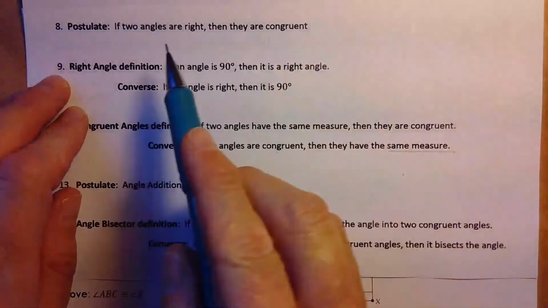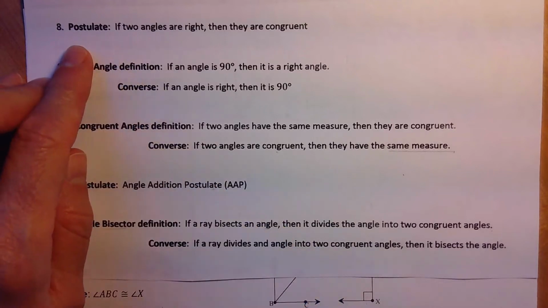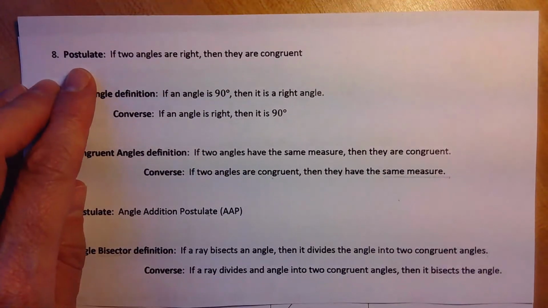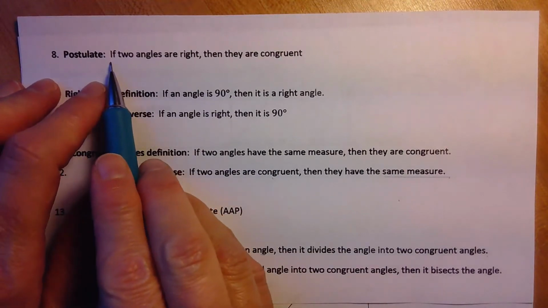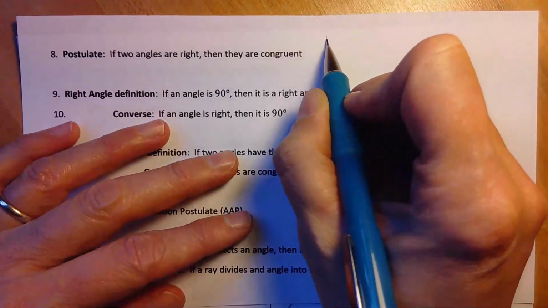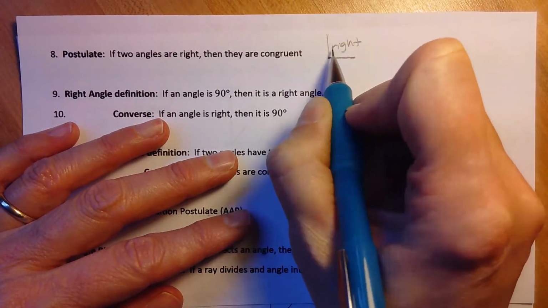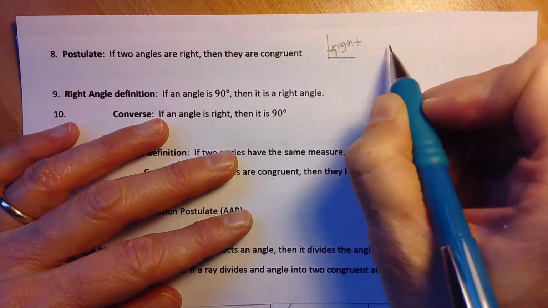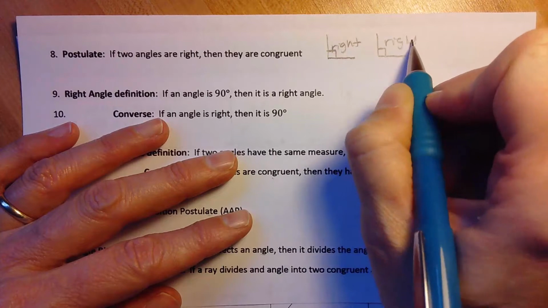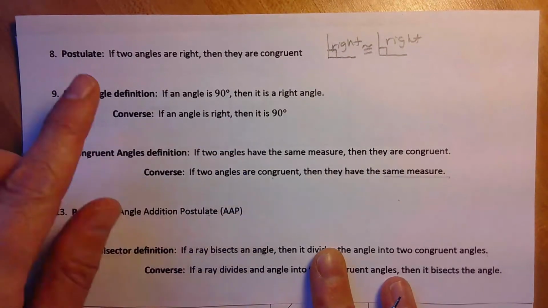Okay, so the first one is a postulate. Remember, a postulate is a math statement that is assumed to be true, not proven to be true. They're usually very basic, not very hard to understand. It says, if two angles are right, then they are congruent. So if this was a right angle, usually it should be marked with a box, and this was a right angle, then you would be able to link these two angles together and say they are congruent to each other based on this postulate.